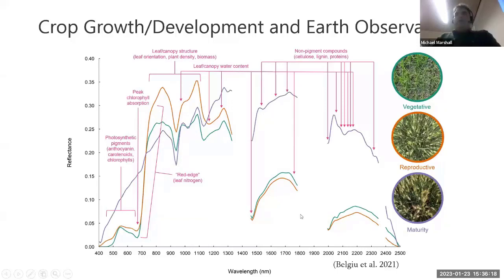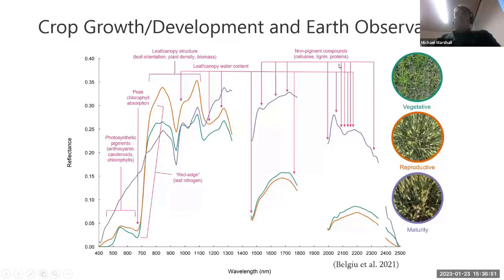Going further out into what we call the SWIR, shortwave infrared, these are very long, low energy wavelengths. In SWIR 1 and SWIR 2, we can see different features. These are mostly associated with moisture or what we call non-pigment compounds. So if you're interested in dry residue management or detecting dry residue, this is the part of the spectrum you're interested in. And so you're picking up carbon compounds that aren't necessarily directly related to photosynthesis.